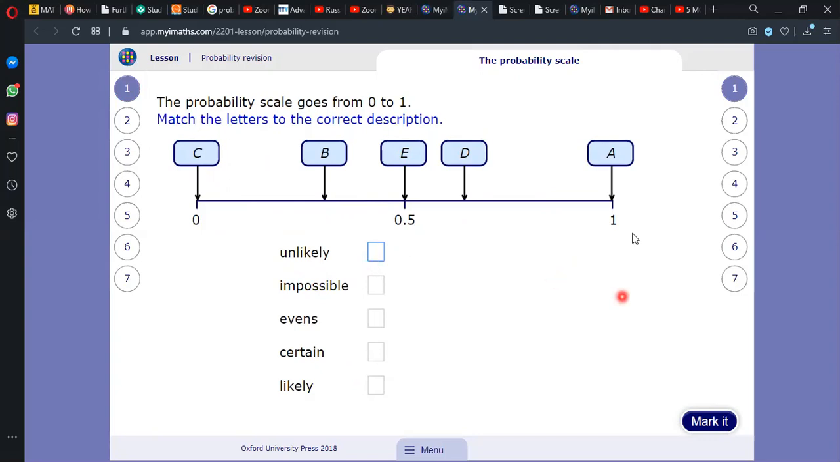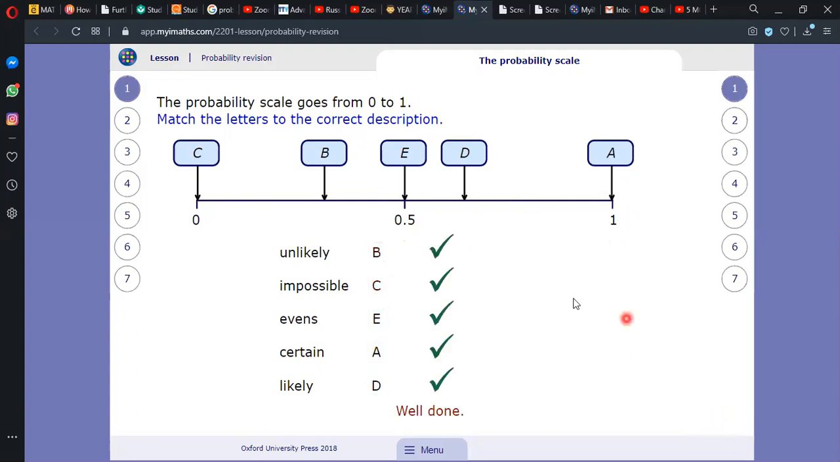Of course, if I should remind you, probability of 1 is for certain. Probability of 0 is definitely for impossible. So unlikely should be close to impossible. So this goes for B. Impossible itself, of course, that is probability of 0, so that is C. Evens, of course, that is the E pointer. That's for 0.5. Certain, of course, that is A, probability of 1. Likely should be somewhere close to certain, so that is going to be D. Let's mark it. All correct.